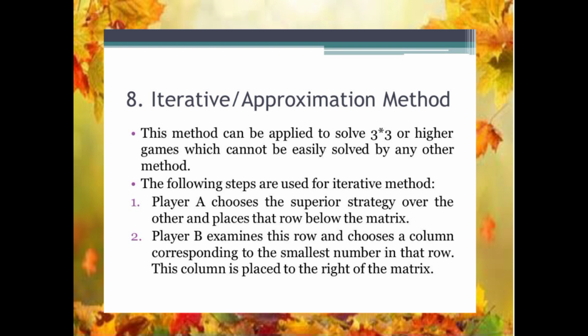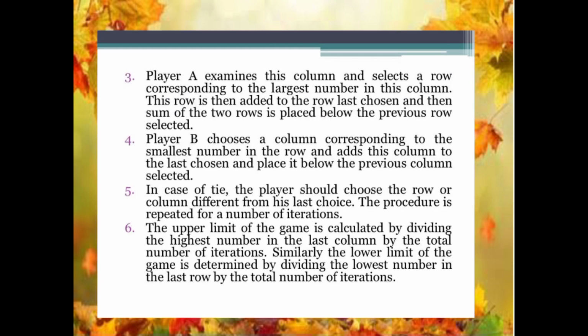First, player A chooses the superior strategy over the other and places the row below the matrix. Second, player B examines this row and chooses a column corresponding to the smallest number in that row. This column is placed to the right of the matrix.